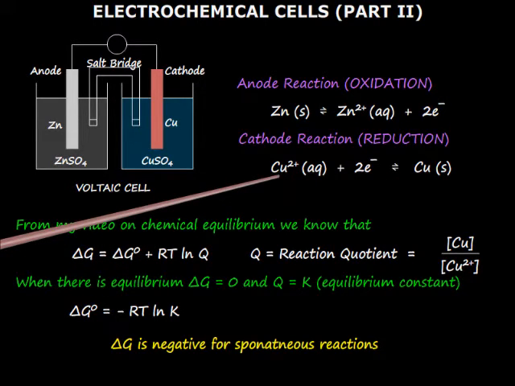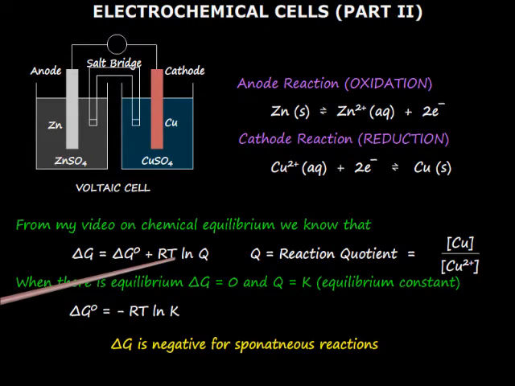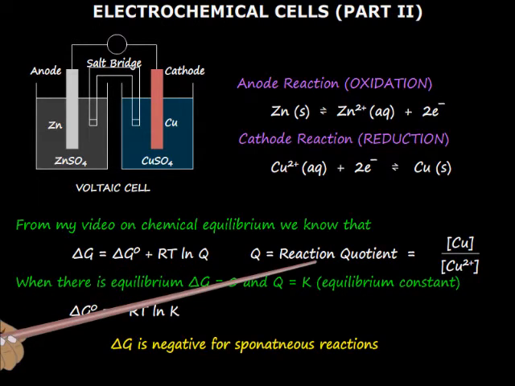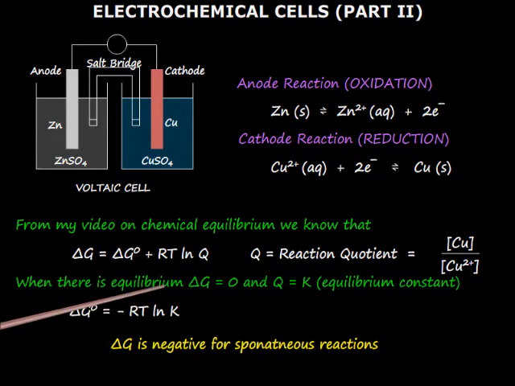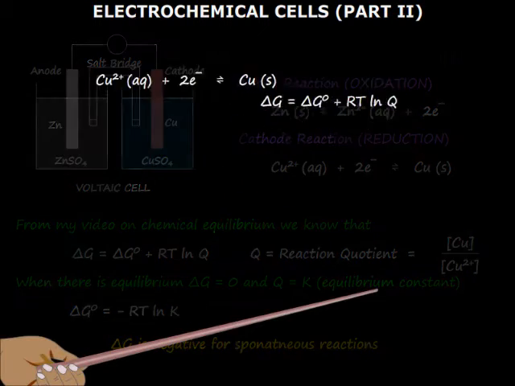When not in equilibrium, delta G, the free energy change of the reaction, is equal to the free energy change at standard conditions plus RT ln Q, where Q is the reaction quotient. At equilibrium, delta G is equal to 0 and the free energy change at standard condition is equal to minus RT ln K, where K is the equilibrium constant.